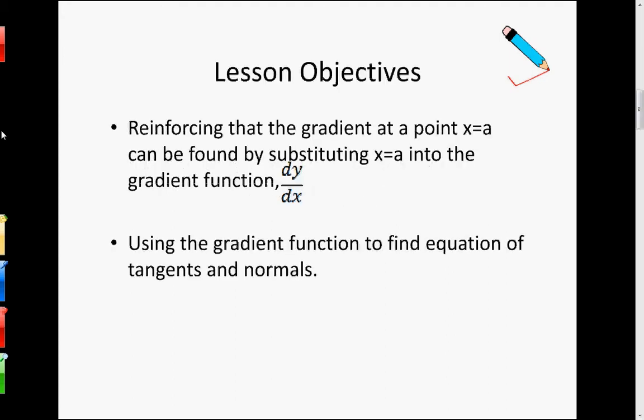So the lesson objective will be to reinforce that the gradient at a point x equals a can be found by substituting x equals a into the gradient function dy/dx. We will also use this gradient function to find equations of tangents and normals, also linking with what you have learned in coordinate geometry.